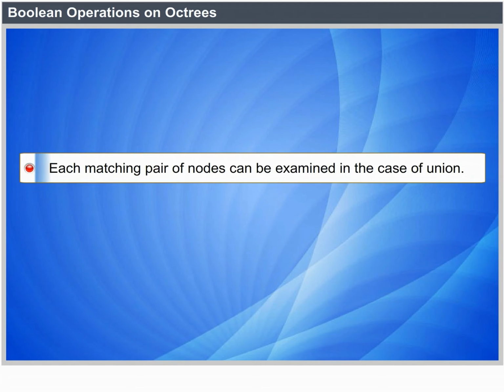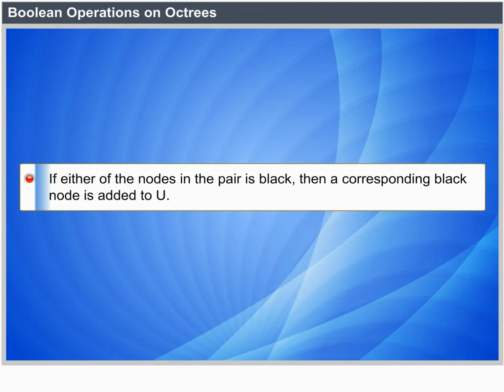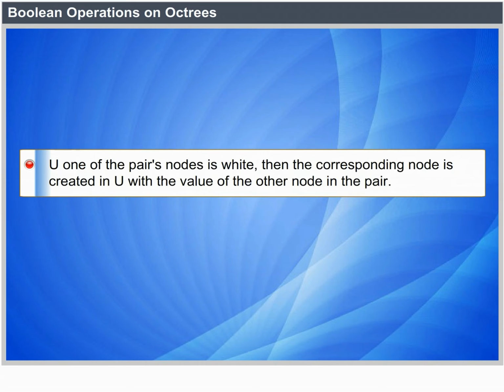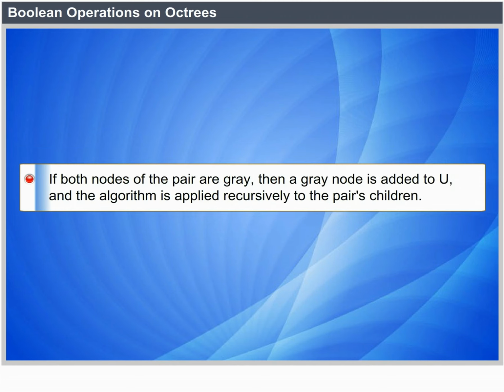Each matching pair of nodes is examined. Consider the case of union. If either of the nodes in the pair is black, then a corresponding black node is added to U. If one of the pair's nodes is white, then the corresponding node is created in U with the value of the other node in the pair. If both nodes of the pair are gray, then a gray node is added to U and the algorithm is applied recursively to the pair's children.